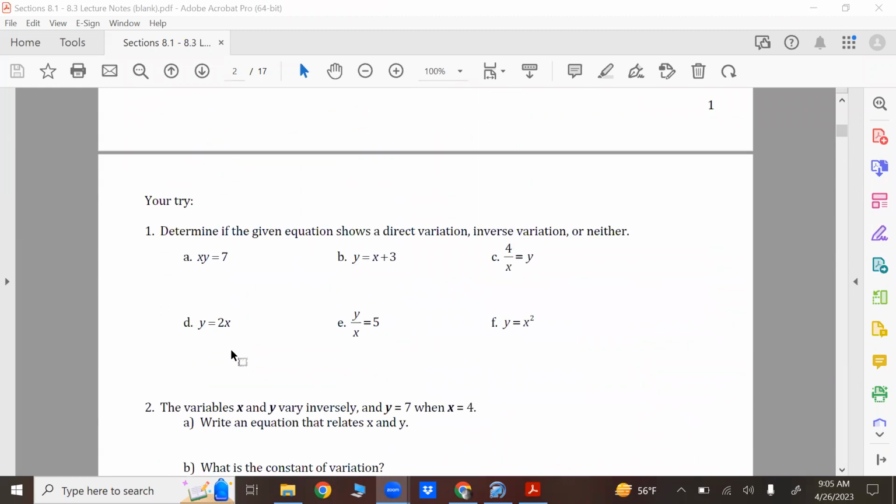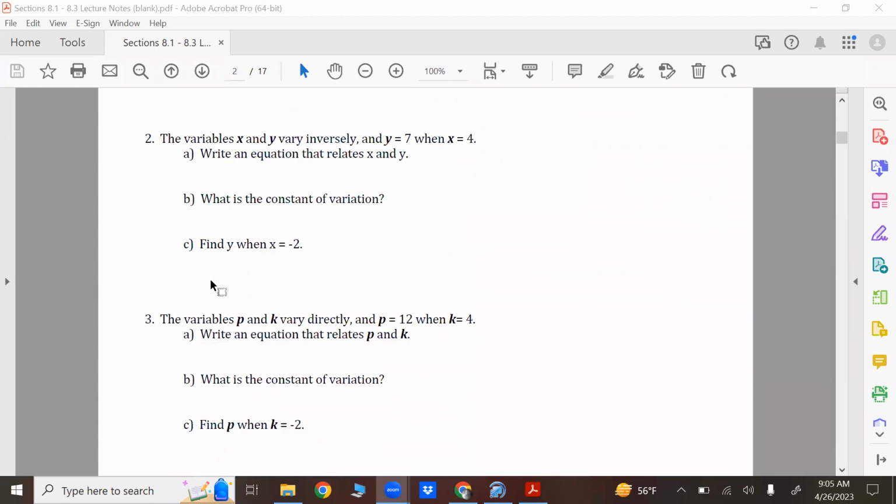So let's look at these examples here. Okay, so what do you guys think for number 2 here? Write an equation that relates x and y. What relationship do x and y have here? Inverse. So how am I going to write my equation if it's inverse? Y equals what? K over x, good.